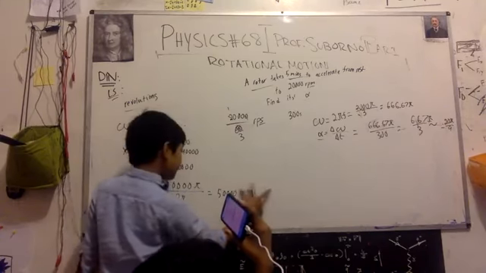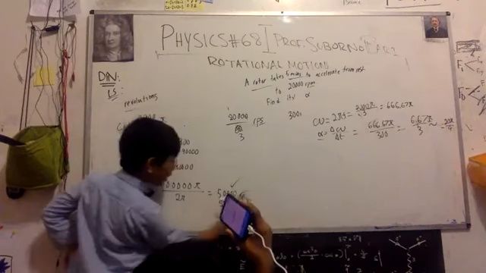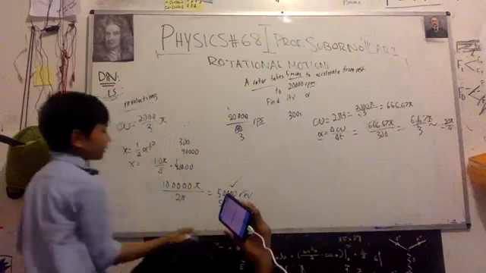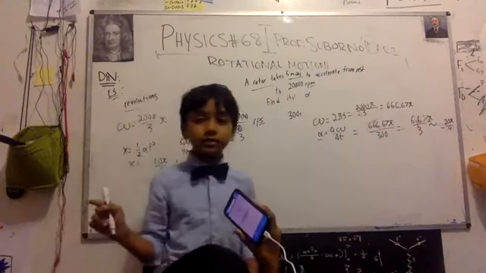And this gives us exactly 50,000. What are the units? You're just not going to write units? This is just revolutions, the number of revolutions.